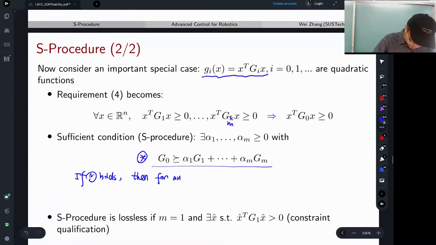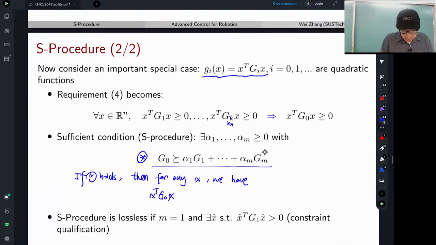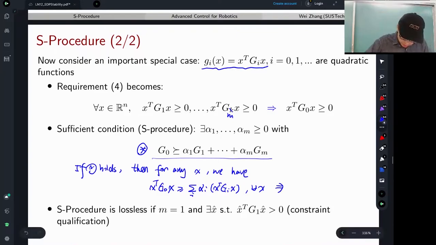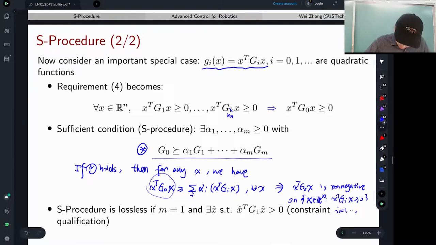Suppose if star holds, then for any x we have x transpose G zero x, because this guy is bigger or equal to this in the positive semi-definite sense. That means for any x, this is bigger or equal to the summation of alpha i x transpose G i x. Okay, that's for any x. So this means G zero is non-negative on the set, at least we can conclude, in R n such that x transpose G i x is bigger or equal to zero, i equal to one up to m.